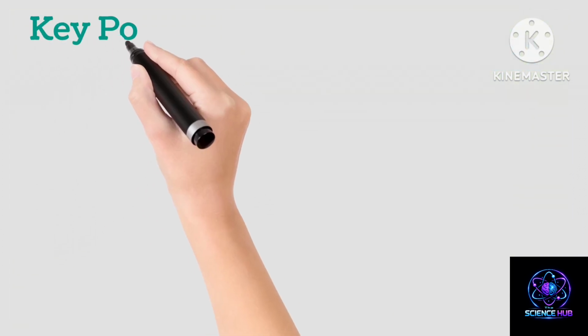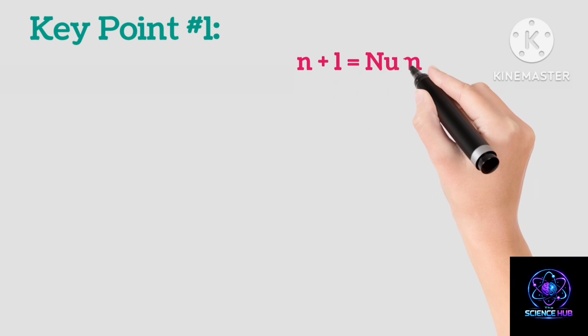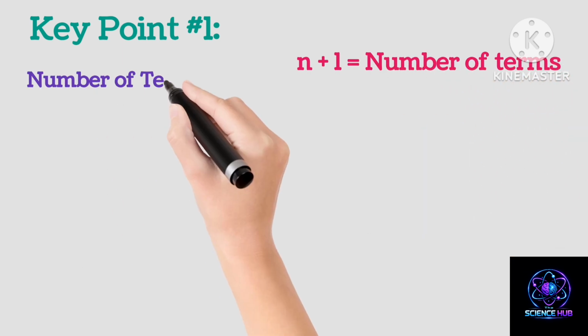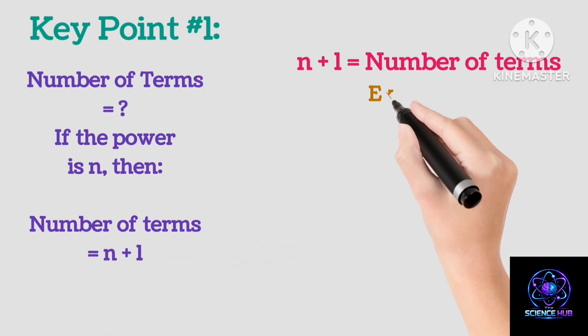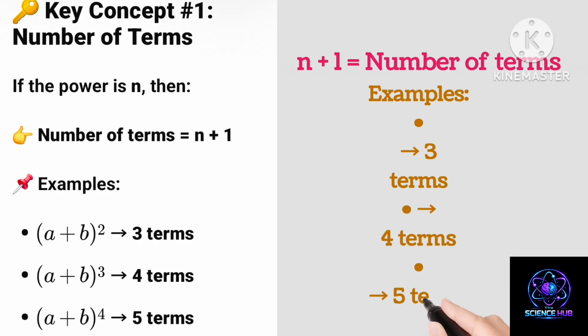Key point number 1, number of terms. If the power is n, then the number of terms equals n + 1. Examples: (a + b)^2 equals 3 terms, (a + b)^3 equals 4 terms, (a + b)^4 equals 5 terms, (a + b)^10 equals 11 terms.